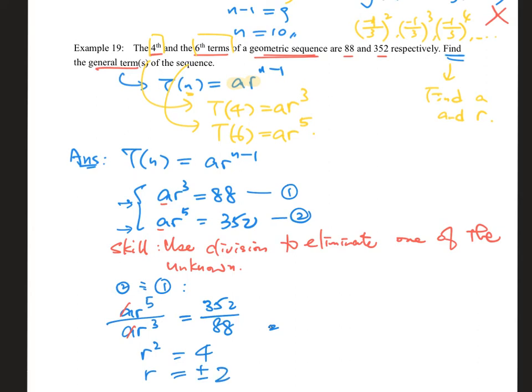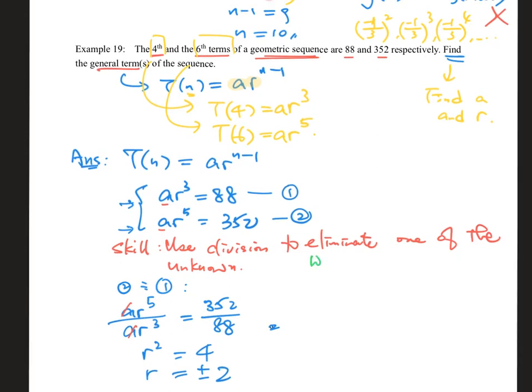So what does that mean? It means now you have two sets of possible answers for this GS because you've got two values of r already. In presentation, please note it carefully. Because there are two sets of answers, we start with a statement like the condition. So when r is 2, you've got a times 2 cubed is equal to 88. That means a will be 11. As a result, the general term Tn will be 11, which is a, times 2 to the power n minus 1. And that's all.